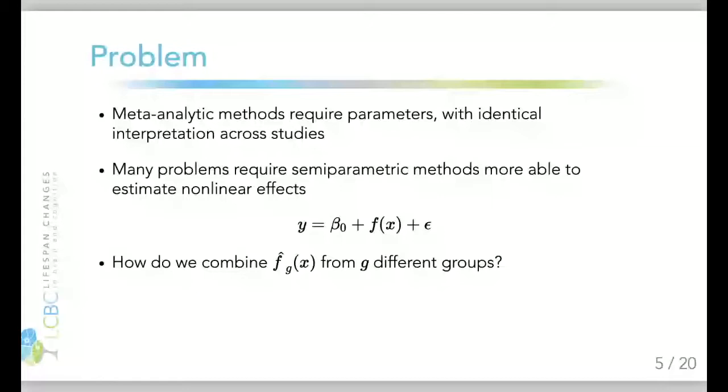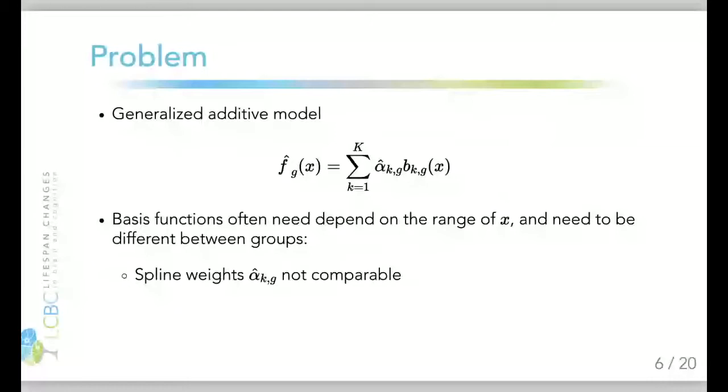So for example, in a generalized additive model, you have basis functions. You construct a nonlinear function as a weighted combination of splines, where the b's here are the splines. The basis functions typically depend sensitively on the range of the explanatory variable x. So if this explanatory variable has a different range in the different groups that collected data, you can't use the same splines in each of the data. The knot locations have to be different. Therefore, just combining the spline weights in a meta-analytic way is not sufficient, because they're not comparable.